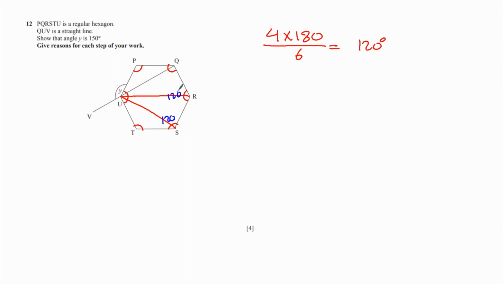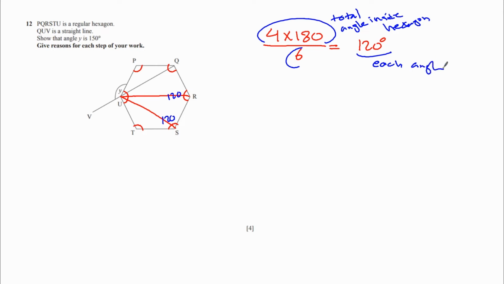Because it says give reasons for each step of your work, you can put the text in here. So the total angle inside the regular hexagon, divided by 6, this would be each angle inside. So you can put some clarification on showing the reasons for what you are doing. So this angle in here is 120.